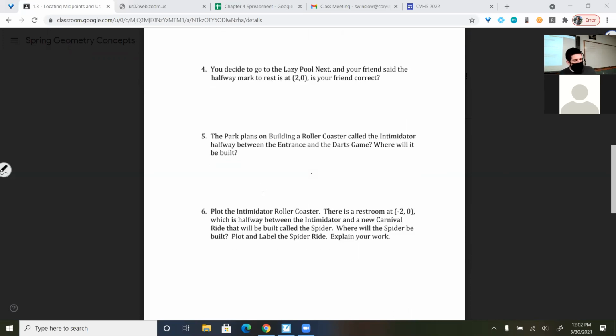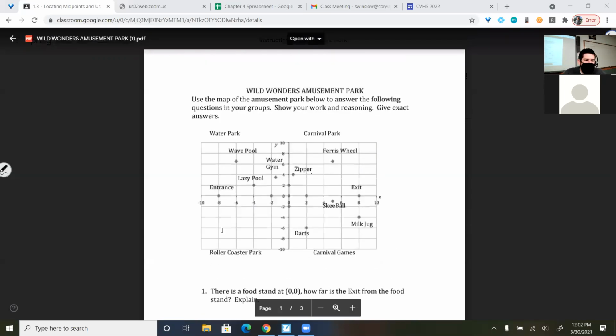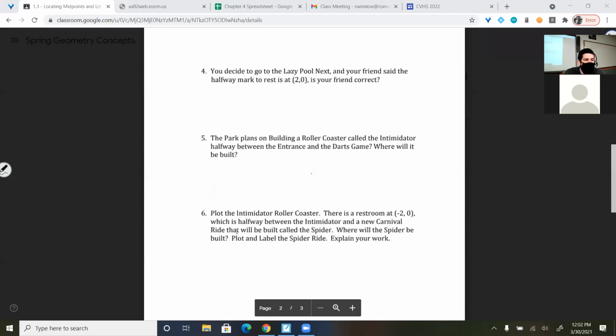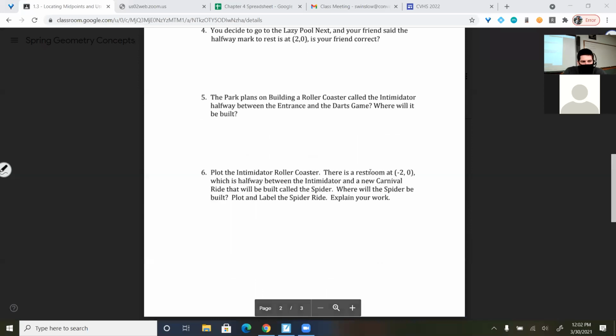Now, number 6, I think, is the most challenging problem on the worksheet. It says now plot the Intimidator. So once you know where the Intimidator is supposed to be, you go ahead and plot that point. And there is a restroom at (-2, 0), which is going to be halfway between the new Intimidator ride and a new carnival ride that'll be called the Spider. So where will the Spider be built? Plot and label the Spider ride and explain what you did. So showing your math is enough of an explanation.